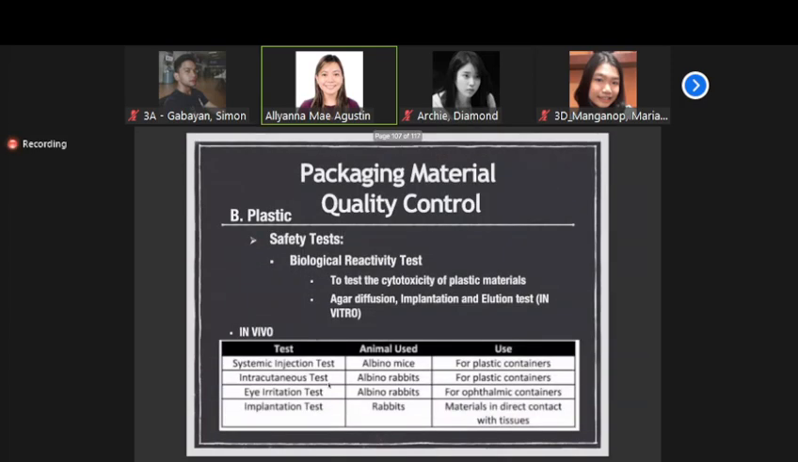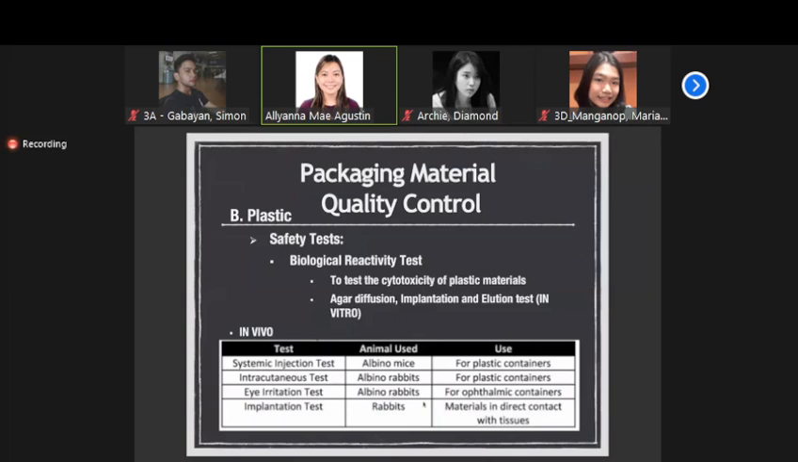Okay, so for parenterals class, no? Kung parenteral ang plastic container, then we use biological reactivity test. Ayan. So, biological reactivity test, pag in vitro: agar diffusion, implantation, or elution test. Pag in vivo, these are the following. Systemic injection test using albino mice, intracutaneous test using albino rabbits for plastic containers, eye irritation, albino rabbits pa rin, pero syempre for ophthalmic containers.